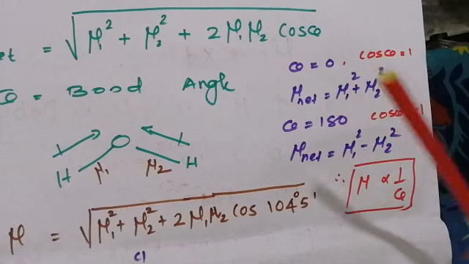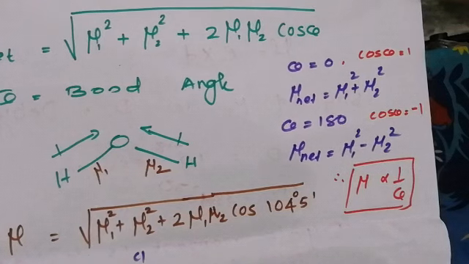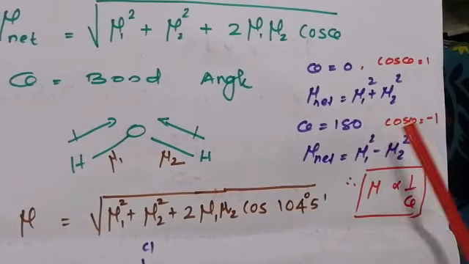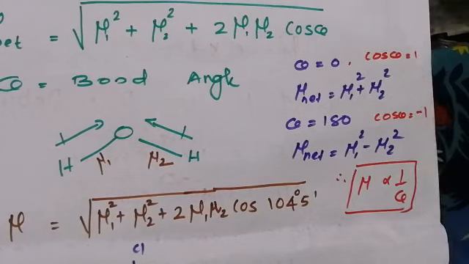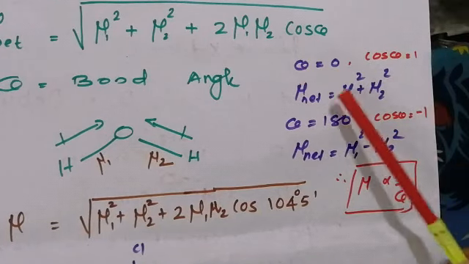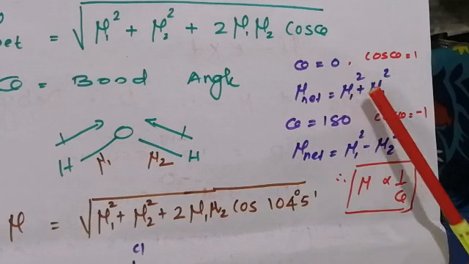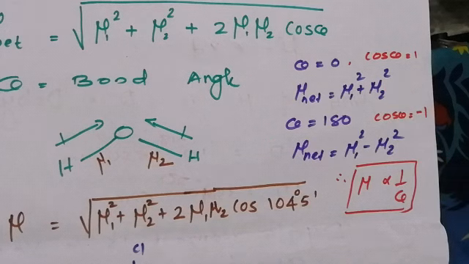Now, see this equation: mu is equal to the square root of mu1 squared plus mu2 squared plus 2 mu1 mu2 cos theta. Now you have two extremes. Theta can be 0, so cos theta is equal to 1. Therefore, the net dipole moment is equal to mu1 plus mu2. This is the maximum dipole moment.